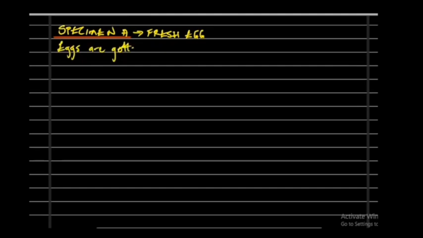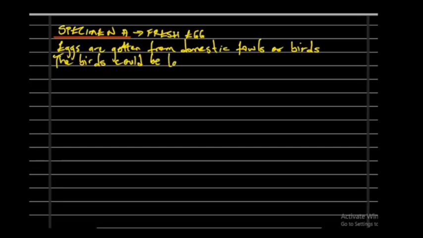Eggs are gotten from domestic fowls or birds. Yes, it is from fowls that we have these eggs, and the birds could be layers or even broilers. Layers are birds that are reared for laying eggs, and broilers are reared for their meat. Either of these two birds could lay eggs, be it domestic fowl or any other type of bird.